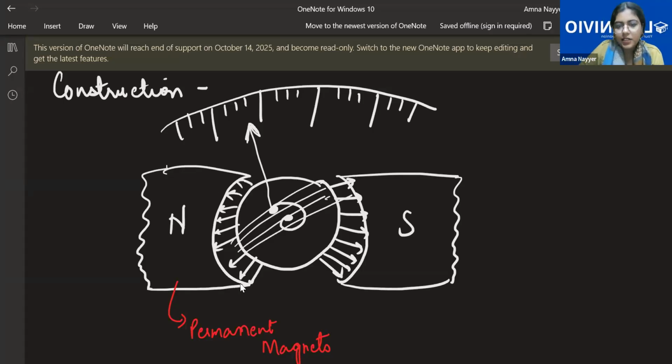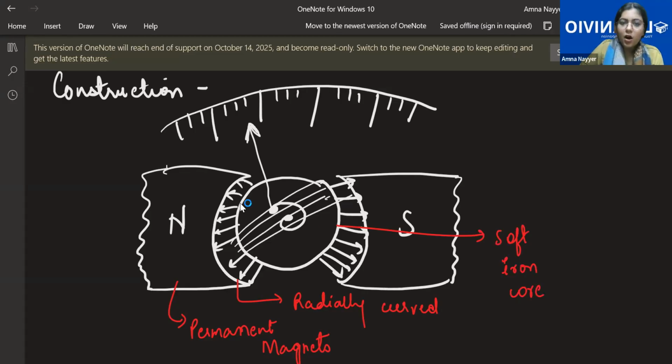Then the radial curvature is made. This is how they are taken. Radially, they are curved. Why is it radially curved? So as to get a radial magnetic field so that it spreads out. And a soft iron core is chosen, on which copper wires are wrapped, insulated copper wires, which help in conduction. So these are copper wires.